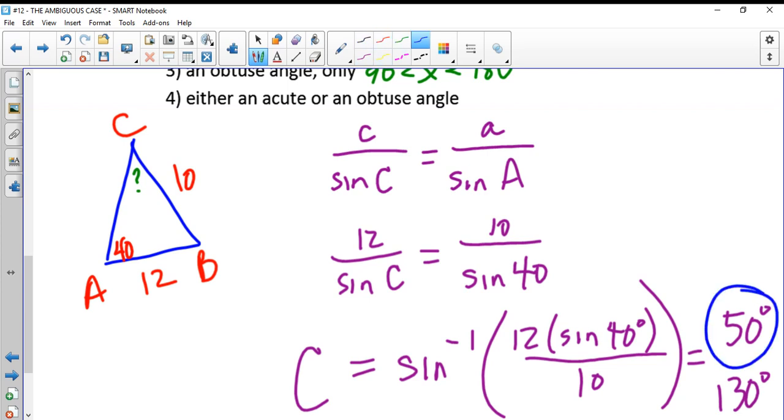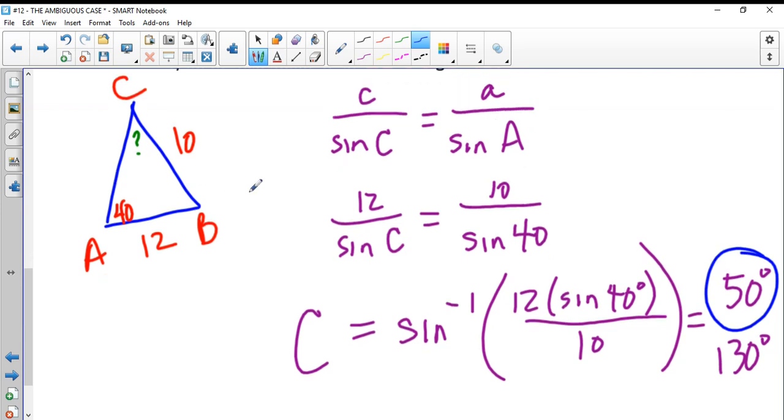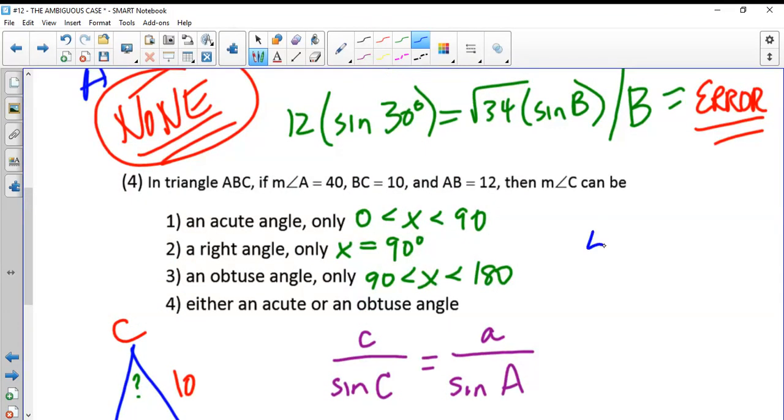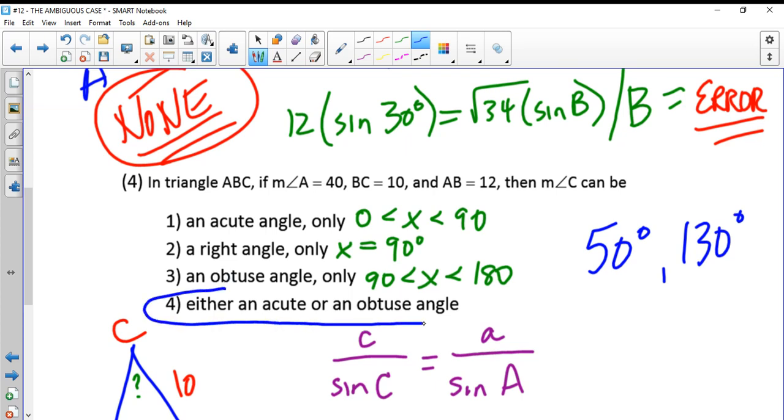So there's one. And then how about 130 degrees? Again, 130 is bigger than 40, and it is opposite the larger of the two sides, so that holds true. And then 130 plus 40 is 170, so yes, it is possible that B could be 10 degrees. So 130 is also a possibility for that angle. As far as answering our question, it could be either 50 degrees or 130 degrees, which means option 4: it could be either acute, because it's between 0 and 90, or obtuse, because it's between 90 and 180. So answer 4 would be your answer for that question.